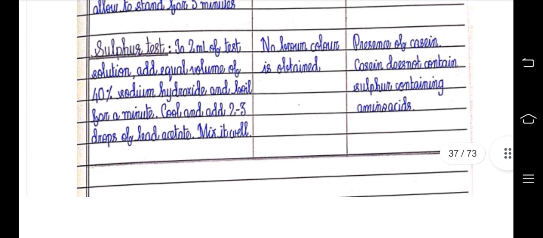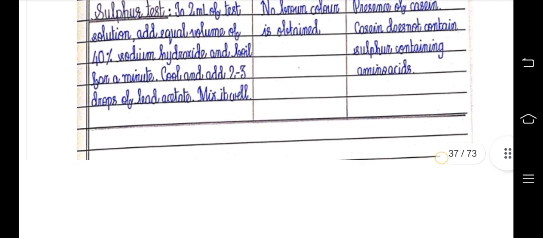Then sulfur test. To 2 ml of test solution, add equal volume of 40% sodium hydroxide and boil for a minute. Cool and add 2 to 3 drops of lead acetate. Mix it well. No brown precipitate is obtained. Presence of casein. Casein does not contain sulfur containing amino acids.